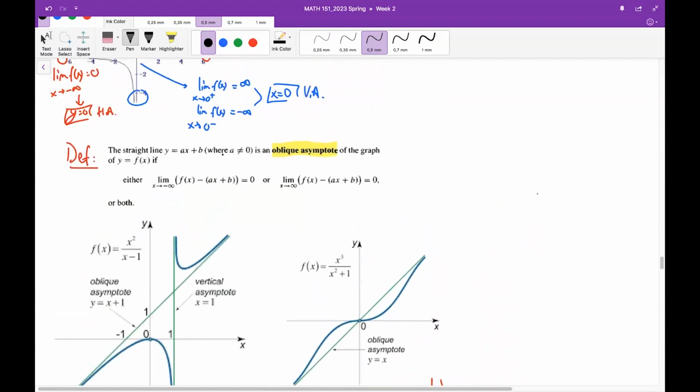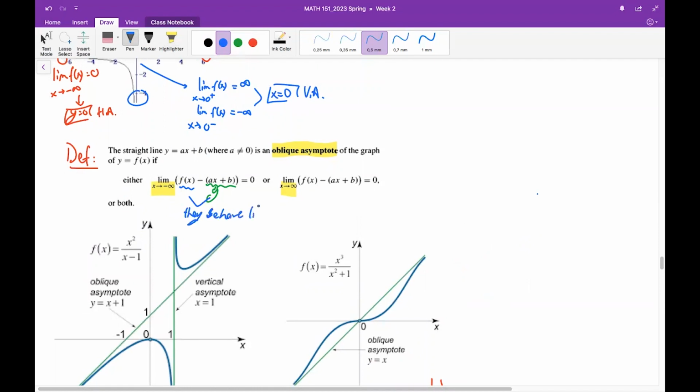That's why your course book defines oblique asymptote like this. This is the function, and this is the oblique asymptote line, y equals ax plus b. And as x goes to minus or plus infinity, they behave the same. That's why if you take the difference, you obtain 0 around plus or minus infinity.